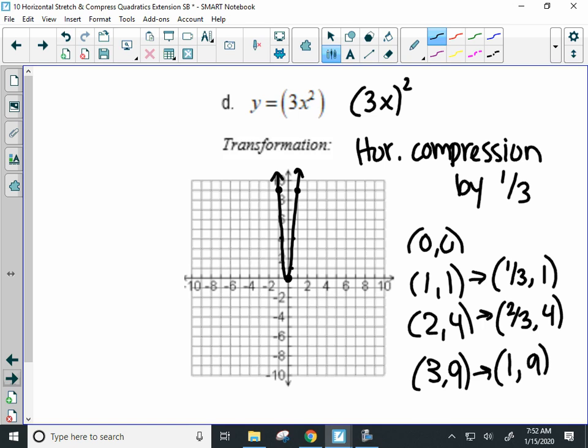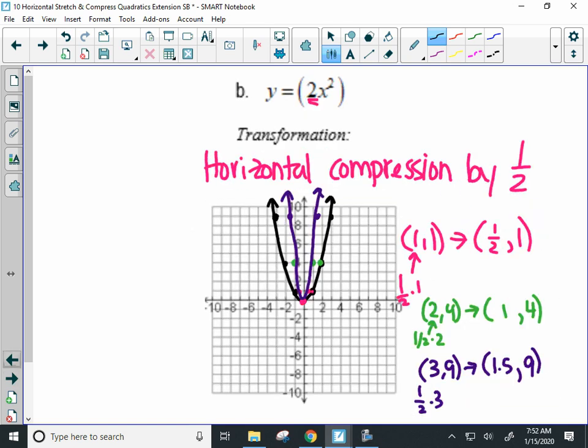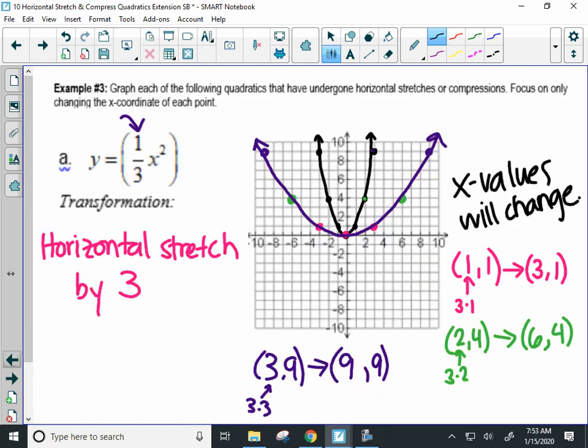Okay, and since I goofed up the typing here, this equation would be (2x) squared, and this guy would be (1/3 x) squared. All right, there's example 3.